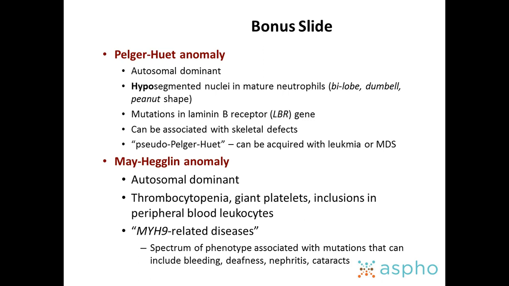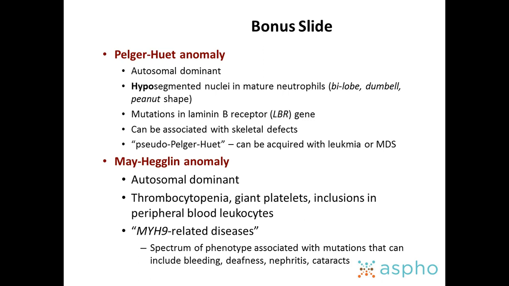Okay. So Pelger-Huet anomaly is another thing that just shows up. We'll see this every once in a while in our smears, and I always call the pathologist and say, "What should I do with this?" They say, "I don't know. We saw it, so we thought we'd tell you." So basically, in Pelger-Huet you have hyposegmented nuclei, immature neutrophils.